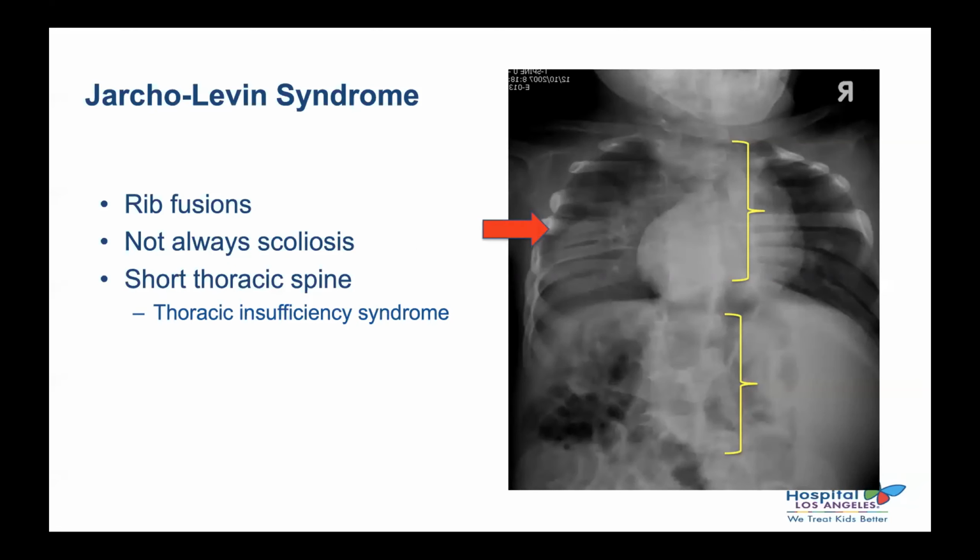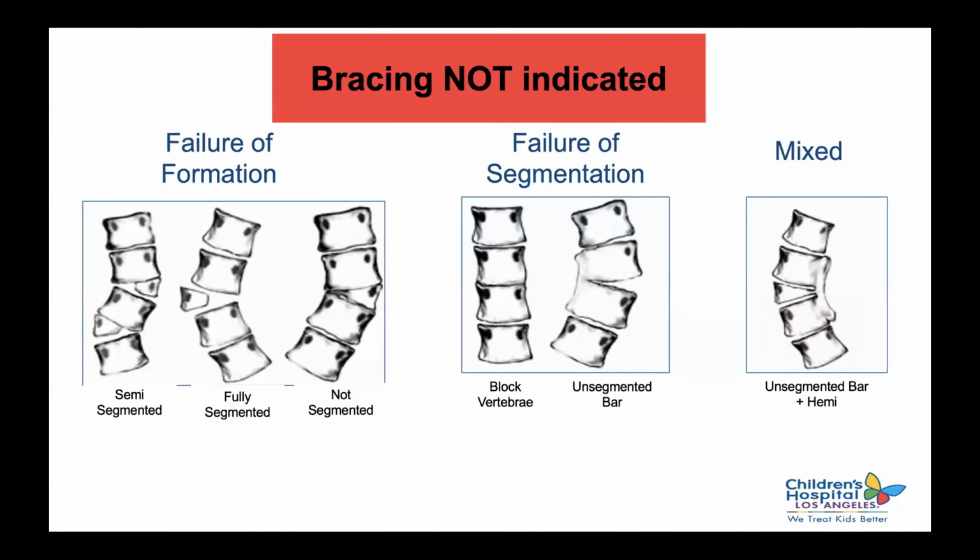A special type of congenital scoliosis is Jarcho-Levin syndrome, in which there are multiple rib fusions and multiple anomalies of the thoracic spine. These kids often have thoracic insufficiency syndrome, and the thoracic spine is often about the same length as the lumbar spine. So this is a classic test question. Bracing is not indicated for congenital scoliosis. Now in real life, sometimes people brace the non-congenital part of the curve, but this is the test answer.